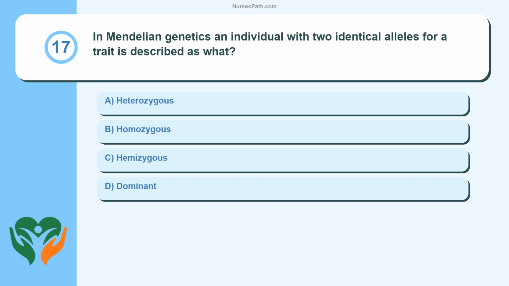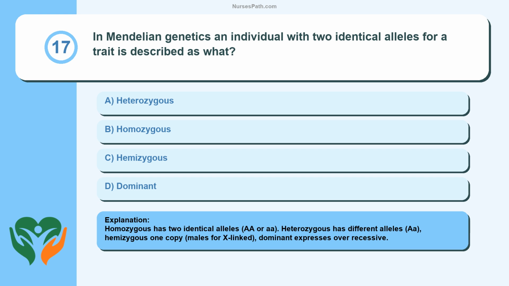Question 17. In Mendelian genetics, an individual with 2 identical alleles for a trait is described as what? Heterozygous, homozygous, hemizygous, dominant. Homozygous has 2 identical alleles, AA or aa. Heterozygous has different alleles, Aa, hemizygous 1 copy, males for X-linked, dominant expresses over recessive.